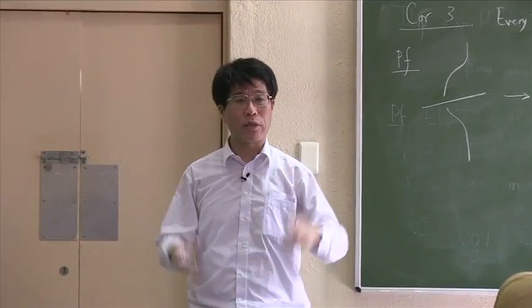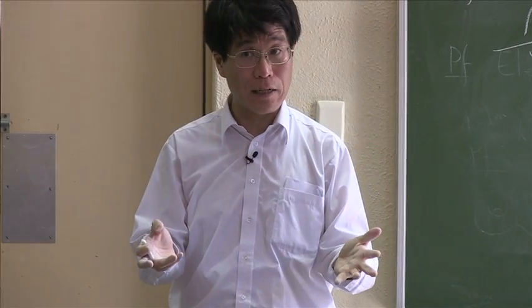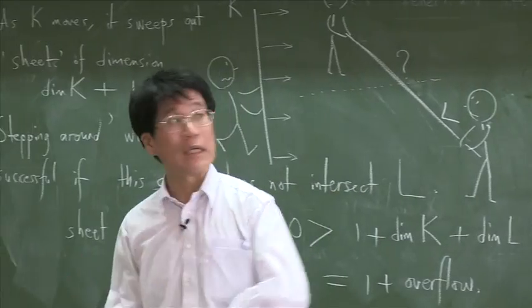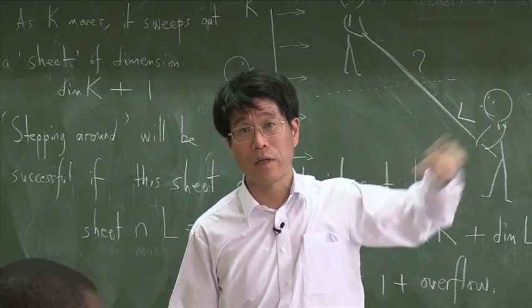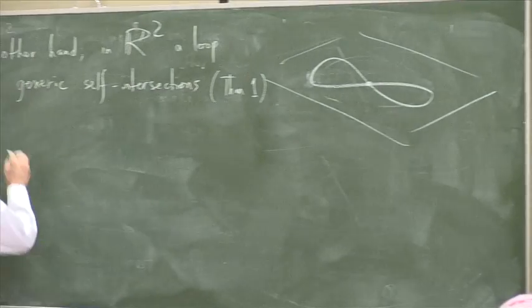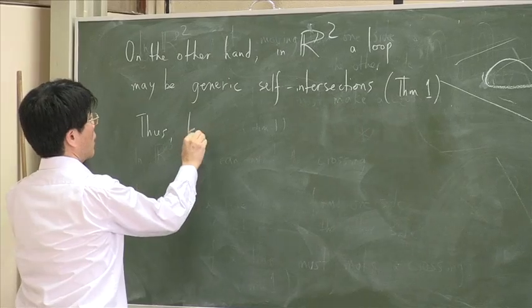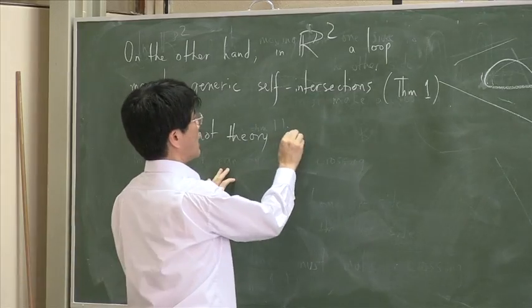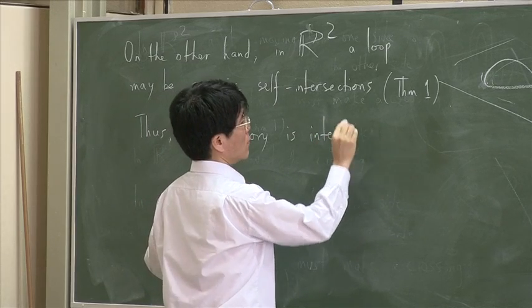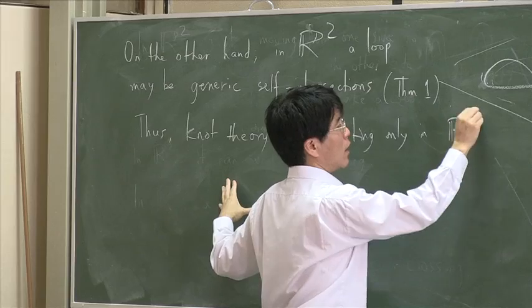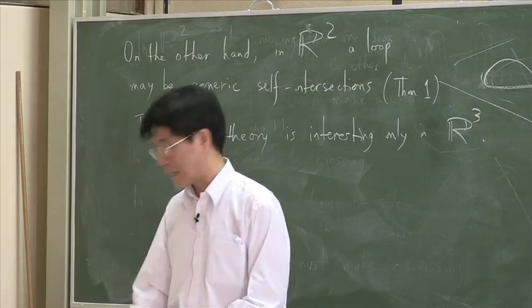In R4 and above, all knots are trivial. So the only dimension in which knot theory is interesting is R3. There is no other dimension. Knot theory becomes completely trivial in R4 and above, and becomes too ugly in R2. The only dimension where knot theory is interesting is R3. So that's knot theory. It's a big subject, so you might like to look it up, but it's interesting only in R3, dimension 3. Okay, that's enough.